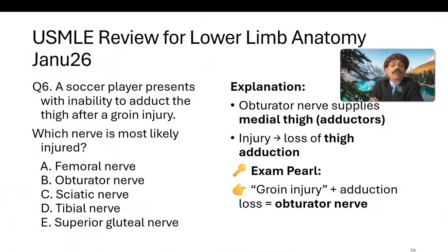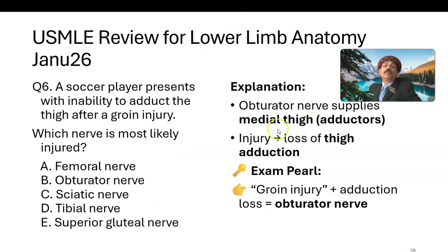Okay. Question number 6. A soccer player presents with inability to adduct the thigh after a groin injury. Which nerve is most likely injured? Okay, femoral nerve, obturator nerve, sciatic nerve, tibial nerve, superior gluteal nerve. We have a problem in adduction, that means adductor muscles, and the adductor muscles are innervated by the obturator nerve.